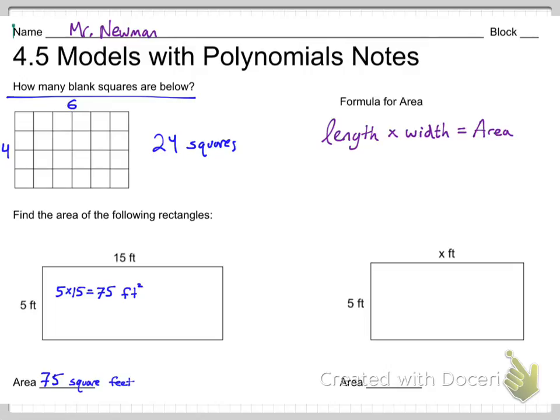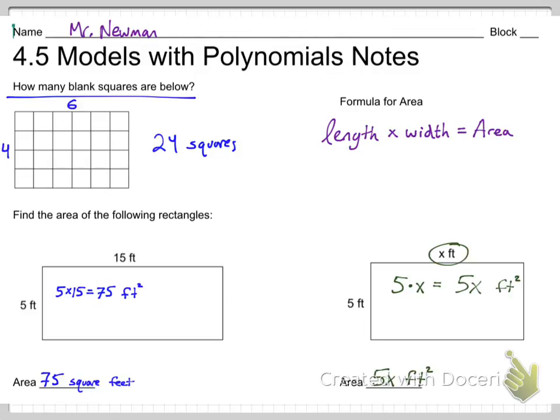On this other one here on the right, we don't know what x is, or we don't know what the width is. So if we put x here, we still have to multiply it out and treat it just like we treat the variable. So what is the area? Well, it's 5 times x, which is 5x square feet. So we write it down here, 5x square feet.